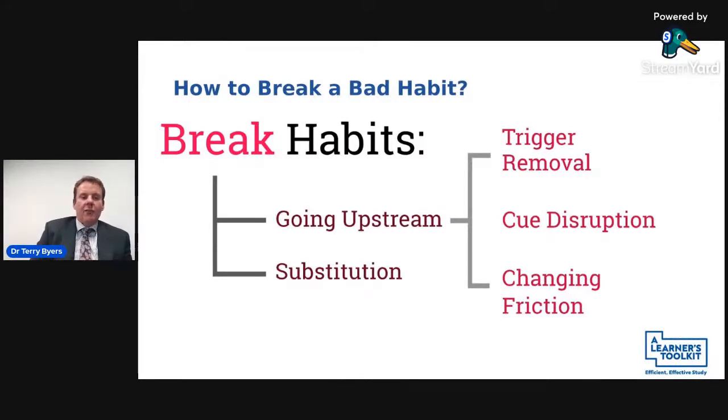What you're doing there is, from Monday to Friday, you've increased the friction because you've disrupted the cue and removed the trigger of the PlayStation or Xbox. The last one is substitution. Substitution is where we basically replace one thing for another.